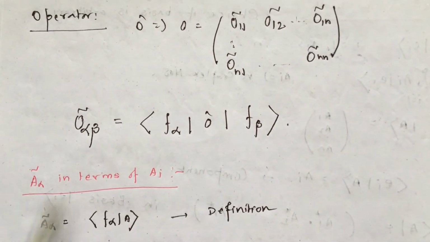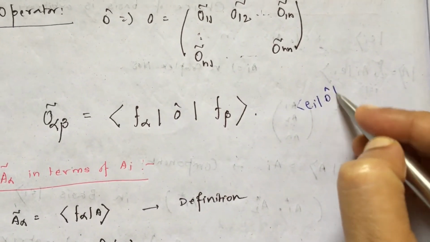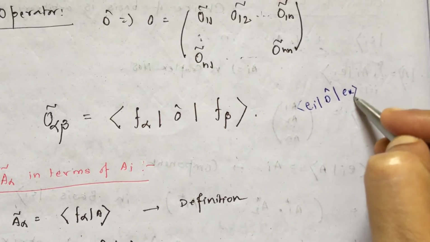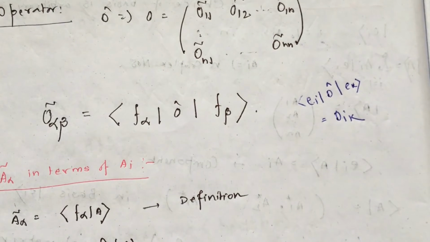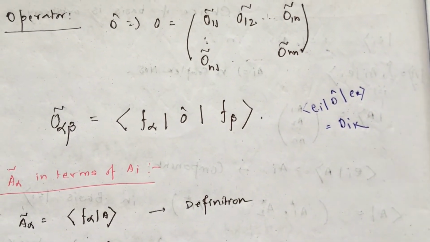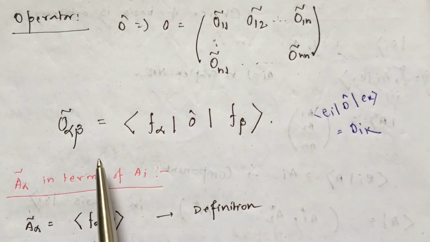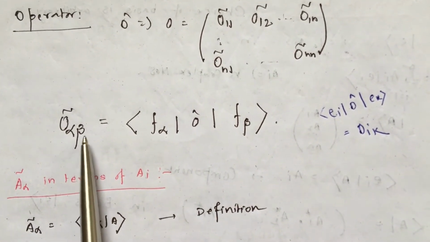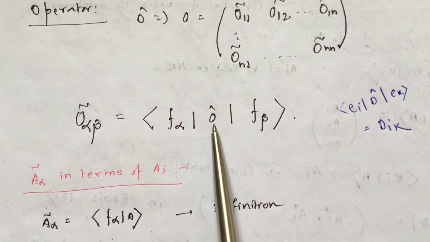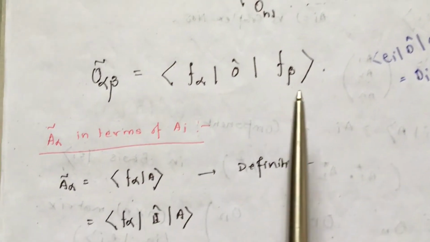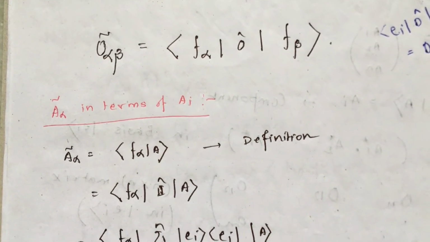As we have written in the e_i, e_k basis, the ikth component of the operator O is like this: O_ik equals e_i, O operator, and e_k, the kth vector. Similarly, for F basis, the alpha beta element of the operator O can be written like this. This operator O is now sandwiched between these two basis vectors. Now we are in the F basis.